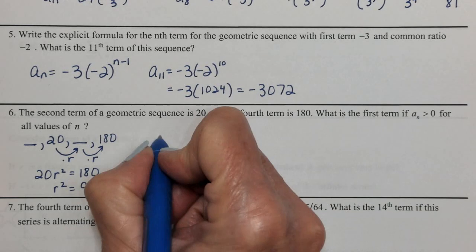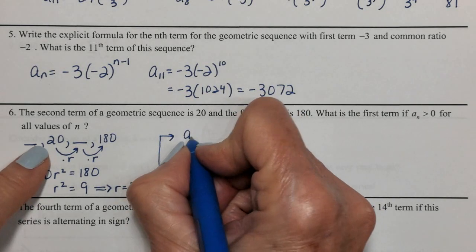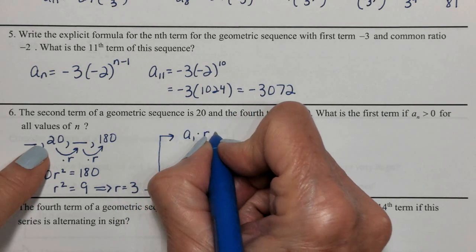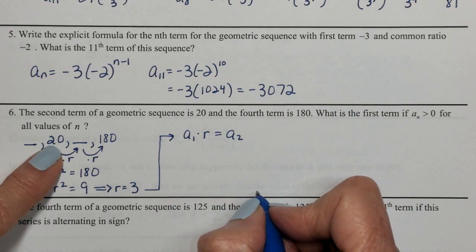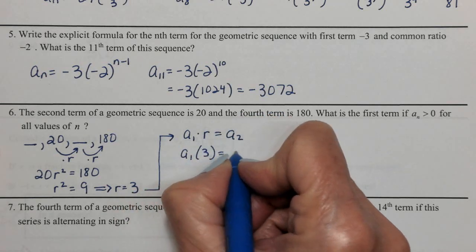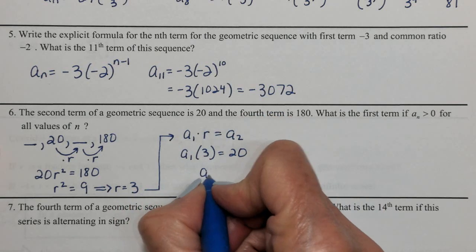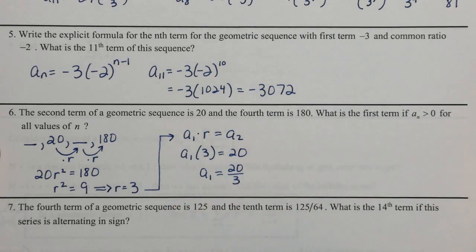So, how do we find the first term? Well, the first term multiplied by r will get me to my second term. And I know my second term. So my first term multiplied by 3 must be 20. So my first term must be 20 over 3.